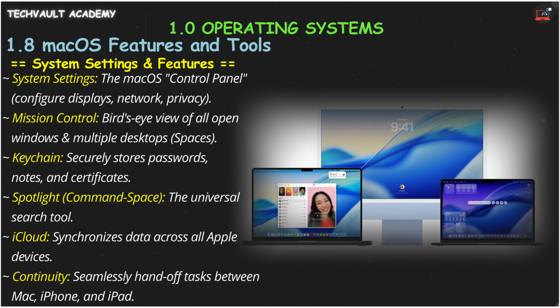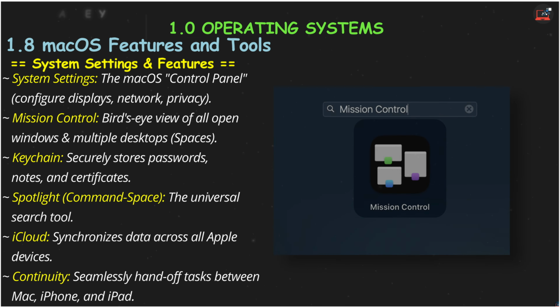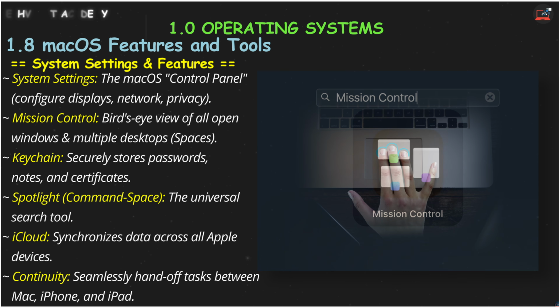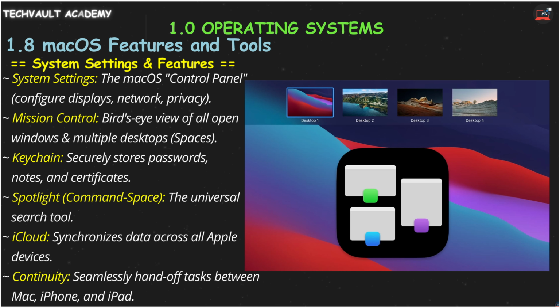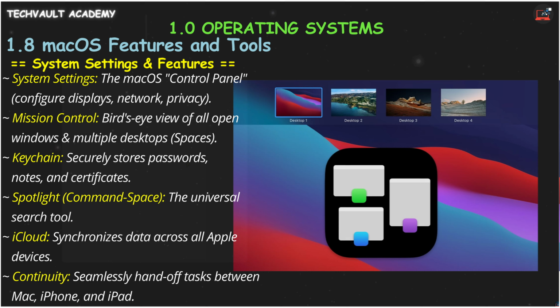macOS is packed with powerful features. Mission Control, which you can access by swiping up with 3 fingers, spreads out all your open windows so you can easily find anything. Inside Mission Control, you can create multiple desktops or spaces to organize your work.